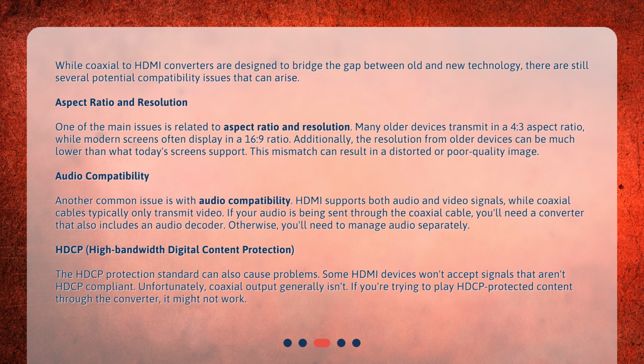HDCP, High Bandwidth Digital Content Protection. The HDCP protection standard can also cause problems. Some HDMI devices won't accept signals that aren't HDCP compliant. Unfortunately, coaxial output generally isn't. If you're trying to play HDCP protected content through the converter, it might not work.